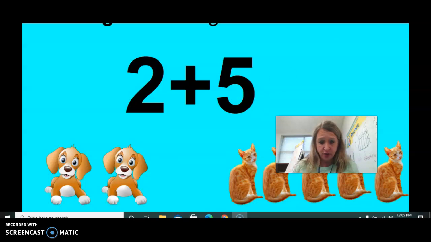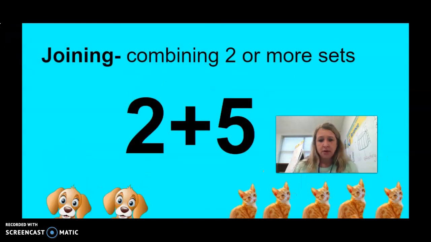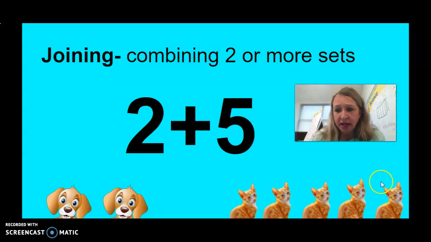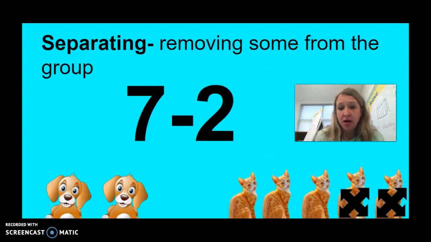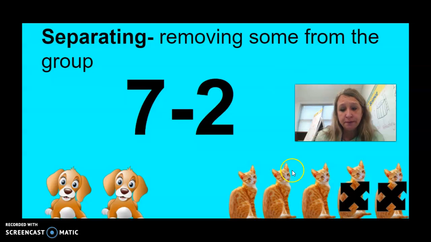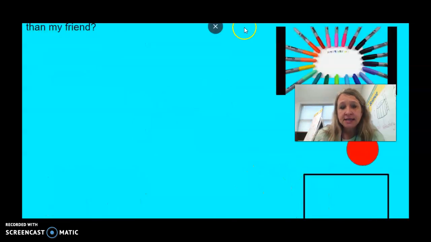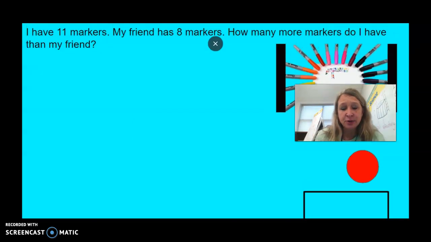All right, let's review our vocabulary. Joining, say joining. That is combining two or more sets. Separating, say separating. Separating is removing some from the group. Today we're going to be comparing amounts. We're going to find the difference between two amounts.